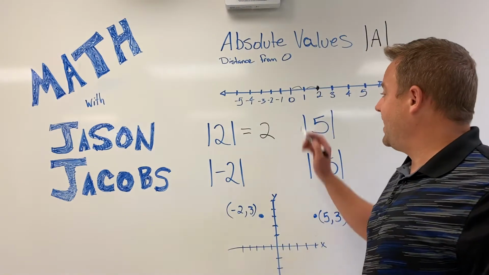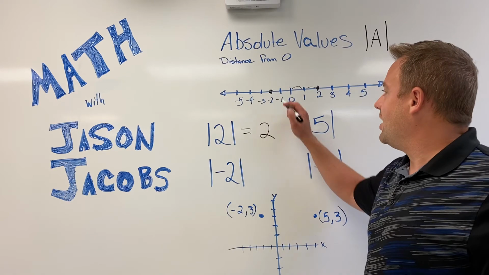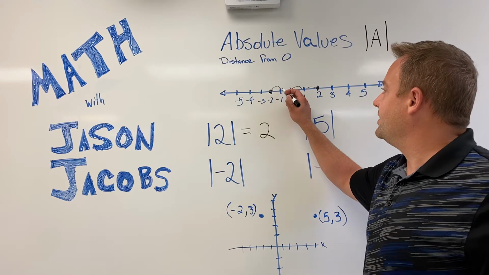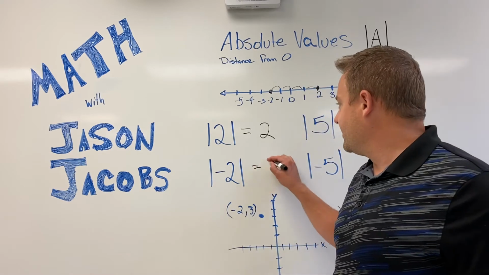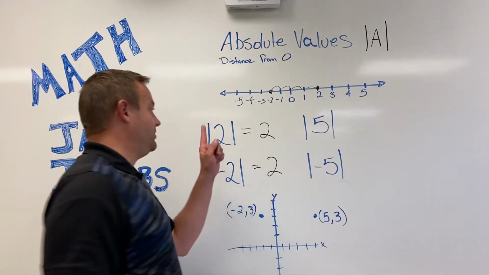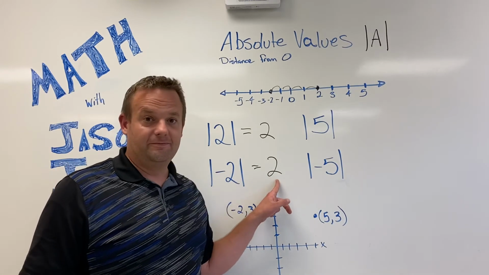Now, what's the absolute value of negative 2? Well, how far away is it from 0? 1, 2. So it's still 2 away. So let's look at this. The absolute value of 2 is 2. The absolute value of negative 2 is 2.